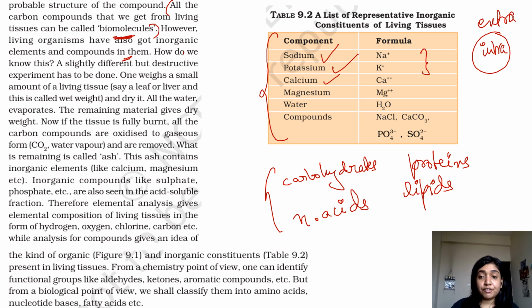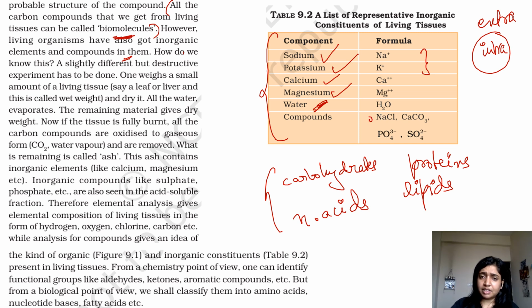Then calcium is required for many functions inside your body. It activates different pathways which are required for further downstream production of certain proteins, right? Then magnesium, water is very important.